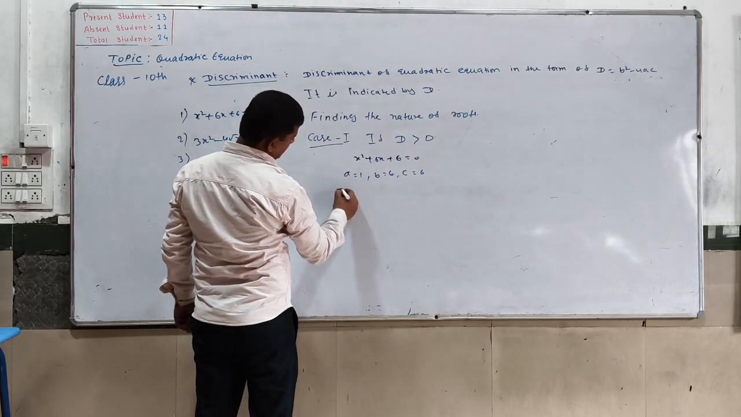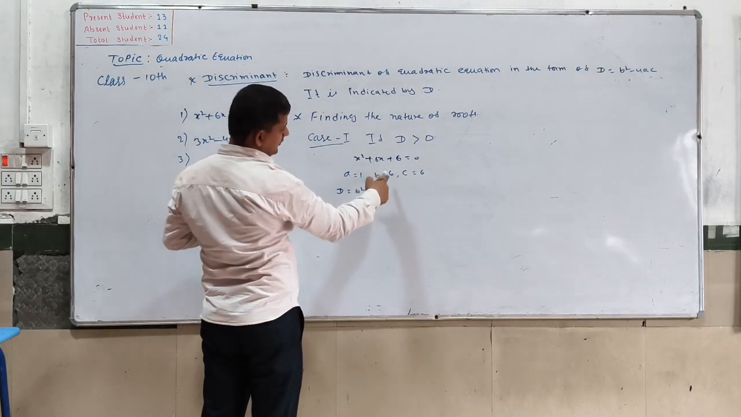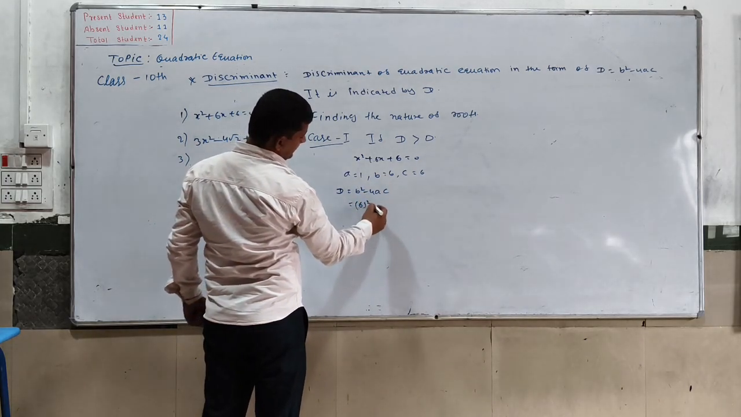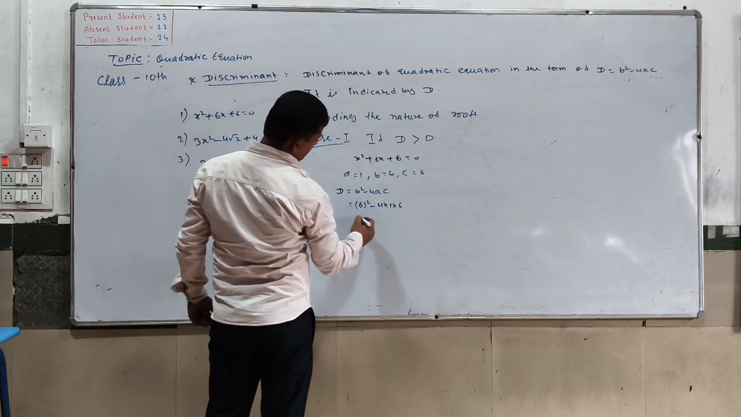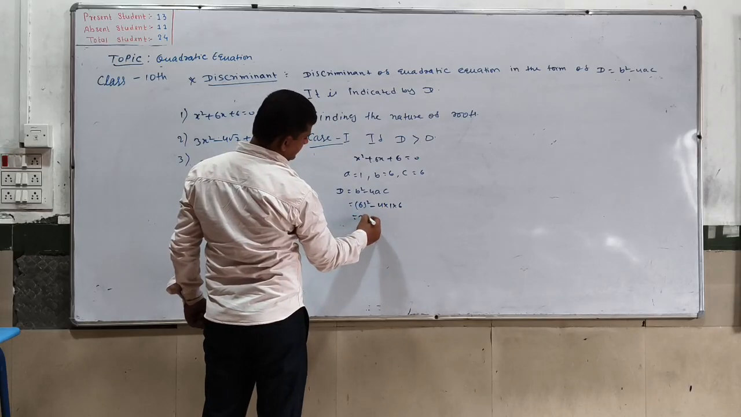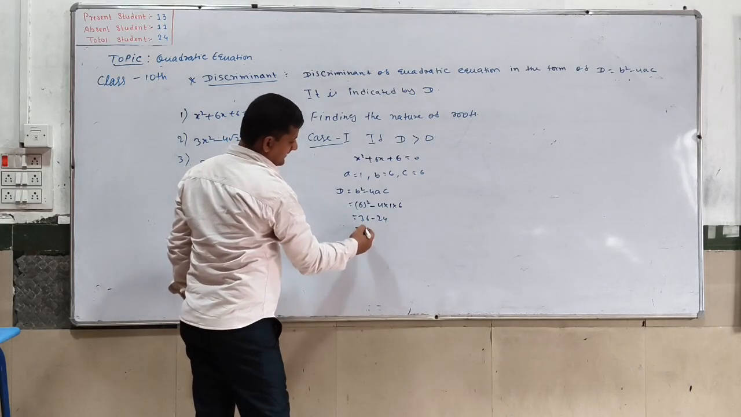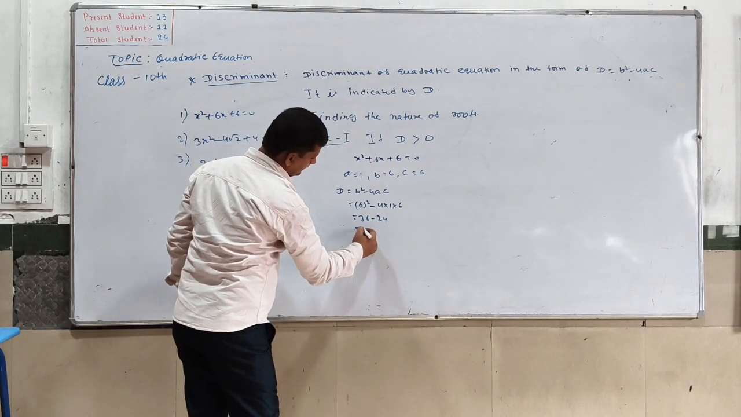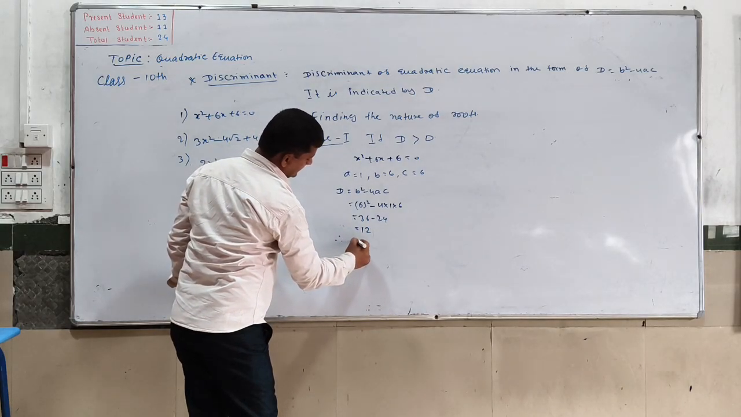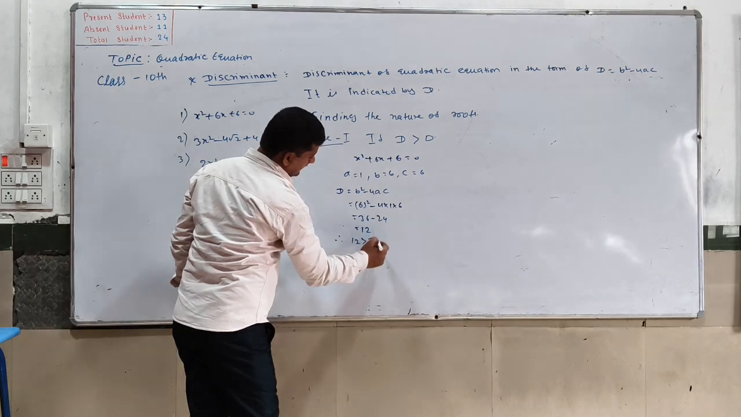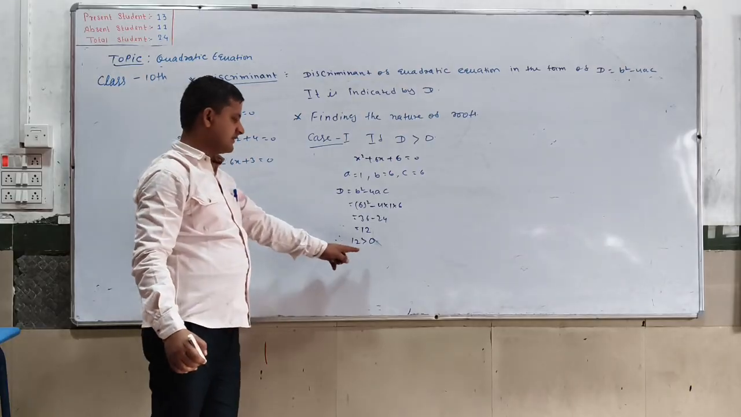So d is equal to b square minus 4ac. The value of b is 6. Putting in the values, a is 1 and c is 6. 6 sixes are 36, then 4 times 6 is 24. Subtracting, we get 12. So d is 12, and 12 is greater than 0.